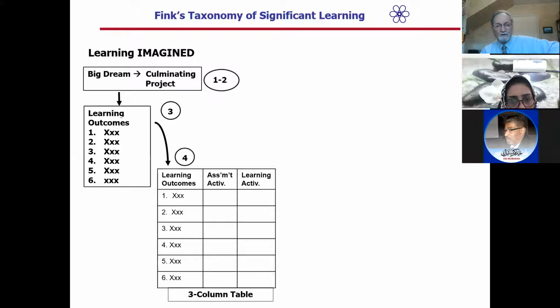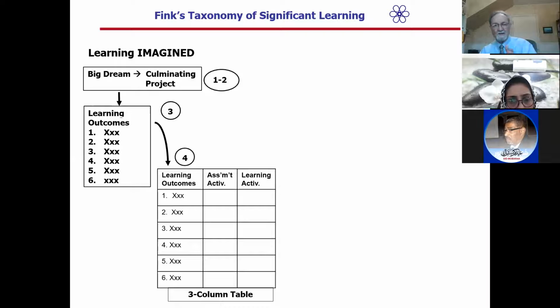Then you take those learning outcomes and put them into a very important document. And I actually use a piece of paper for this. I call it the 3-column table. And the 3 columns are those 3 circles in those components a while ago: the learning outcomes, assessment activities, and learning activities. So you take the learning outcomes that you wrote in step number 3 and put them in that left-hand column of this 3-column table. Just lay them out in a row there.